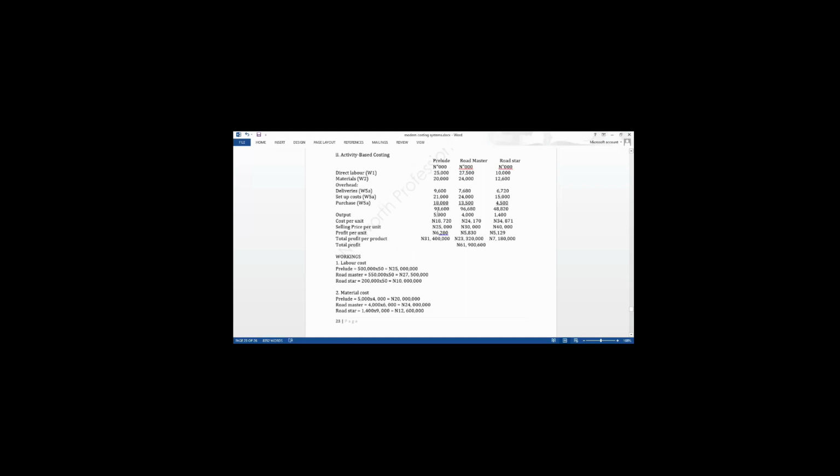Please check this out. For Prelude, the total cost is 93.6 million. For Roadmaster, total cost 96.68 million. For Roadster, total cost 48.82 million. We have used the activities to absorb the overhead. We didn't use just a single factor, labor hour.